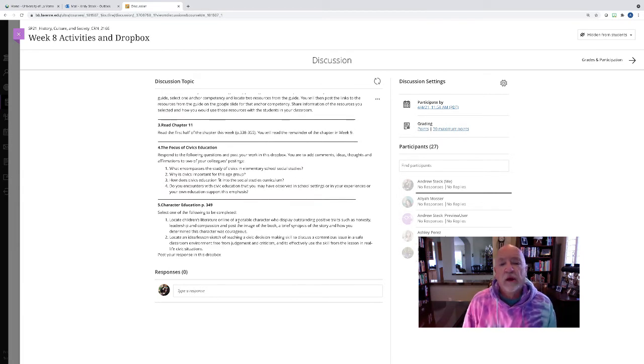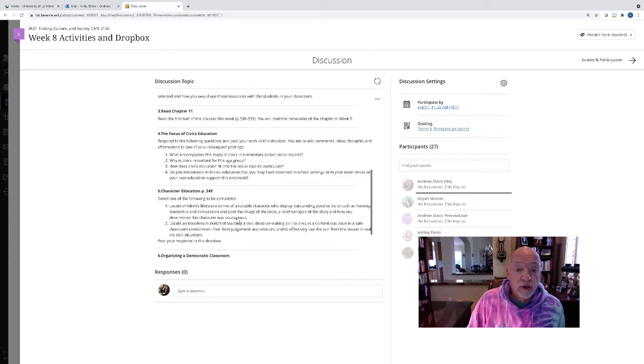We're going to take a look at character education this week. That's on page 349. And you have a choice to select one of the following. You're either going to locate a children's literature online of a notable character who displayed outstanding positive traits such as honesty, leadership, and compassion. And you're going to post the image of the book, a brief synopsis of the story, and how you determined the character was courageous, and how you might use that in the classroom for character education.